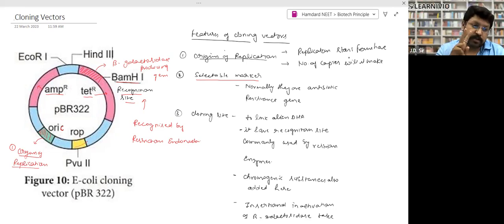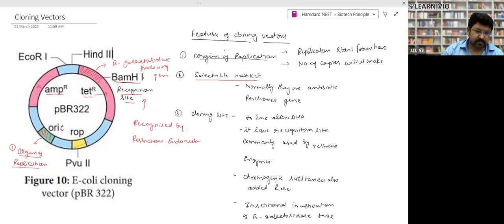Your ORI has two functions. First, the replication will start from here. Second, it will decide the number of copies being formed. Now this is HindIII, third, EcoRI. These are called restriction sites. These are the sites where restriction enzymes will work.